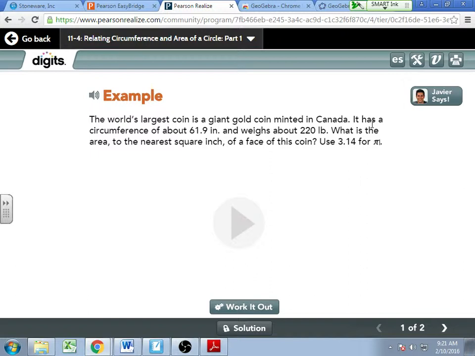Your arm span is supposed to be the same as your height, middle finger to middle finger. So, Luke, do this for us. Make it like a basket almost. That's how big the gold coin in Canada is. But what we want to figure out is the area of this gold coin.